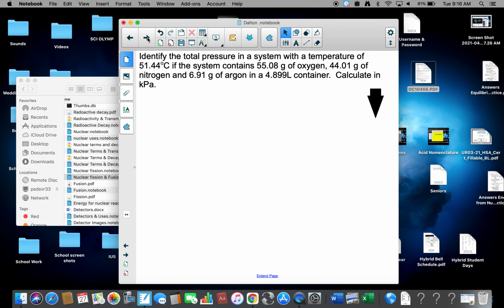All right, so we'll look at a problem here. Identify the total pressure in a system with a temperature of 51.44 degrees Celsius. The system contains 55.08 grams of oxygen, 44.01 grams of nitrogen, and 6.91 grams of argon in a 4.899 liter container. Calculate in kilopascals. All right, so we'll do that one in class.